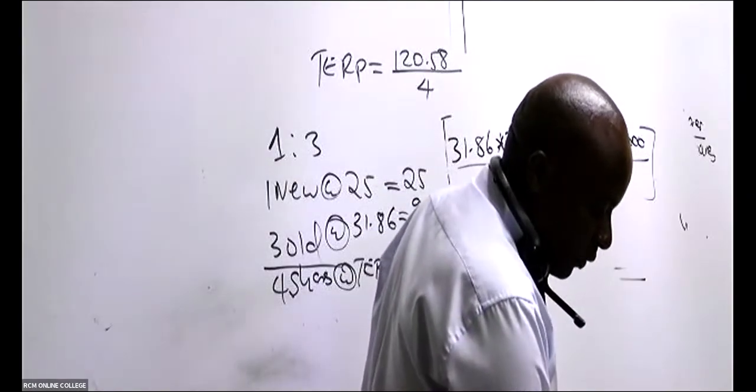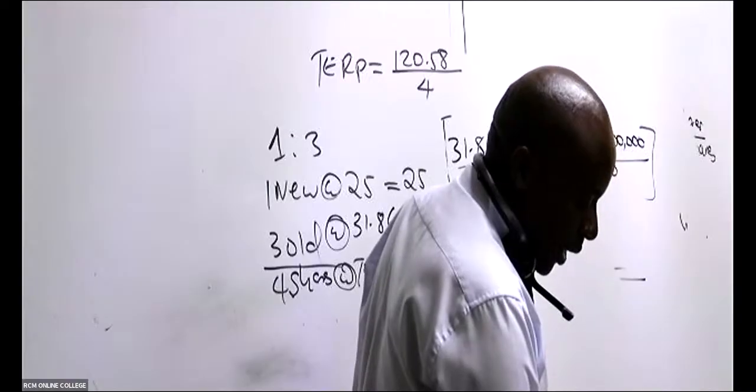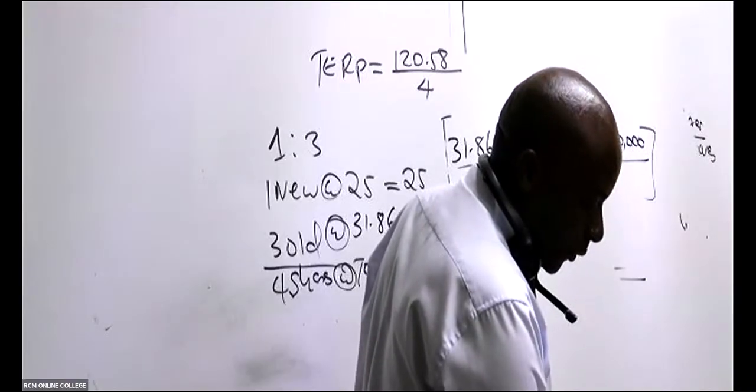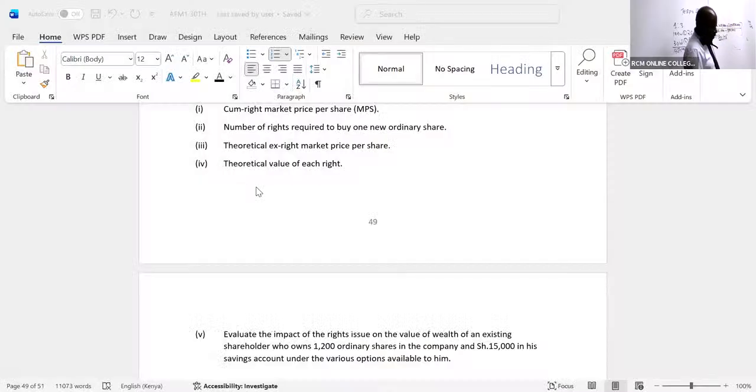Let me see whether we have some small energy to do the next concept. So we have here the theoretical ex-rights market price, TERP, that we have done very, very well. Now from there we go to the theoretical value of each right.